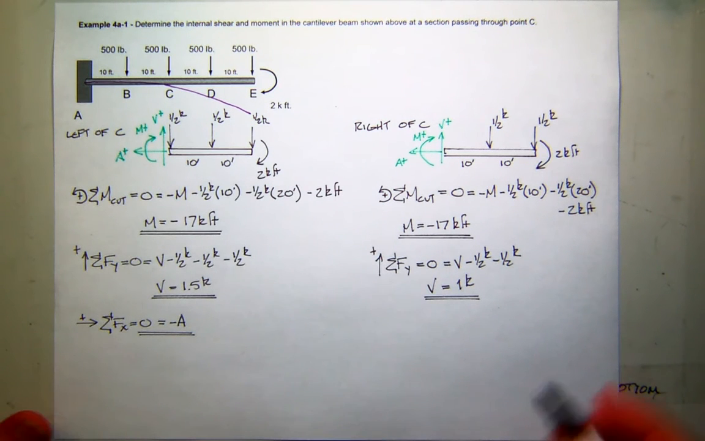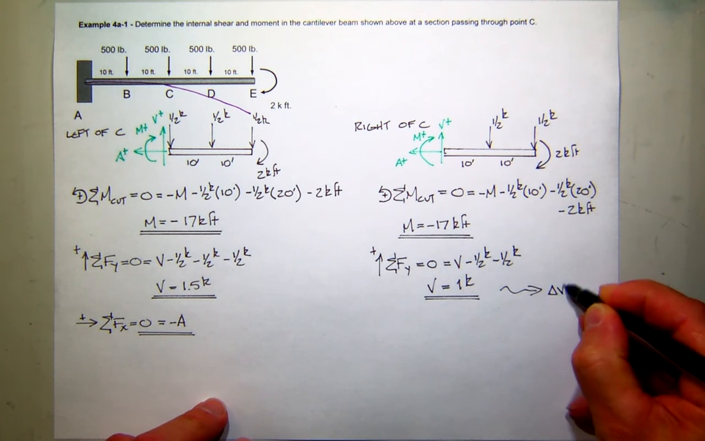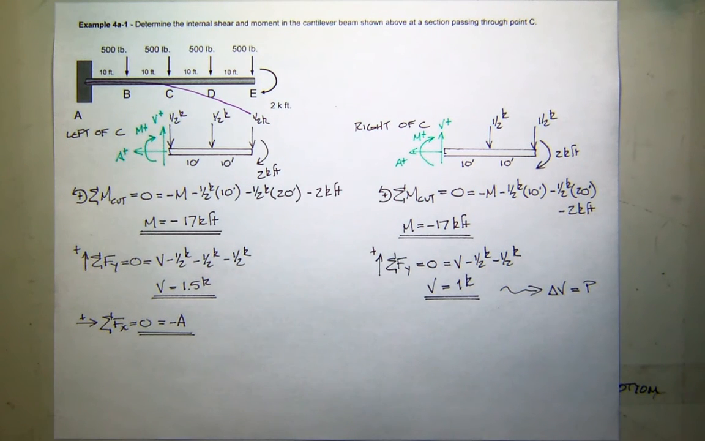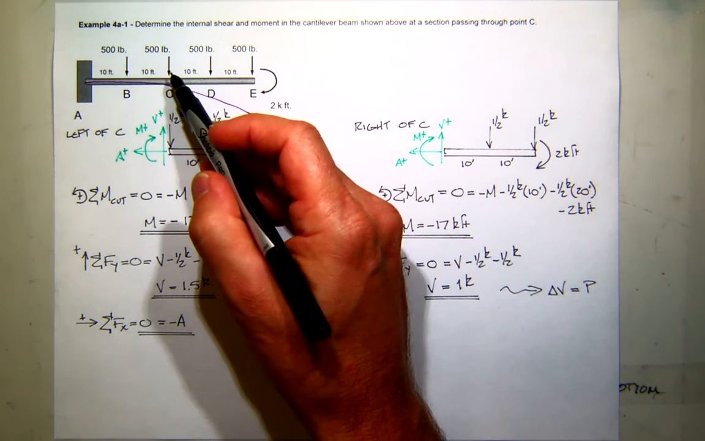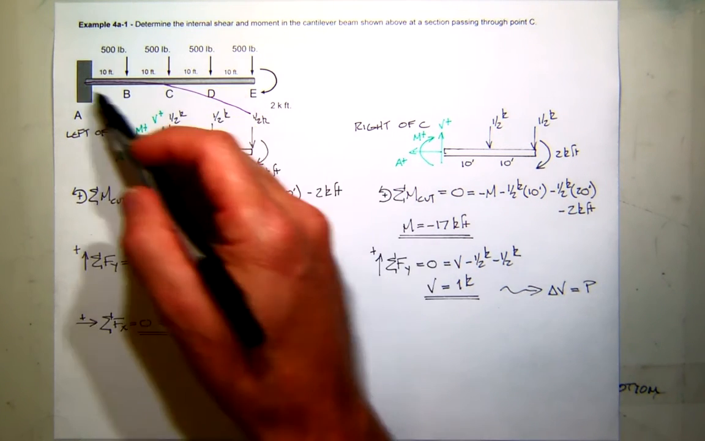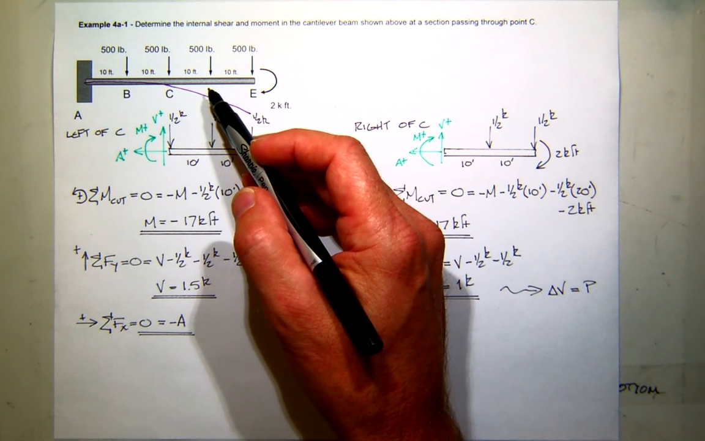So it looks like, just anecdotally now, that the change in shear is equal to the applied force. And the applied force is what? Okay, when we talk about forces and structures, these forces are considered to be negative. Just like in SAP, remember when you put a force in that was acting down, you had to tell it it was a negative force? It's the same idea.